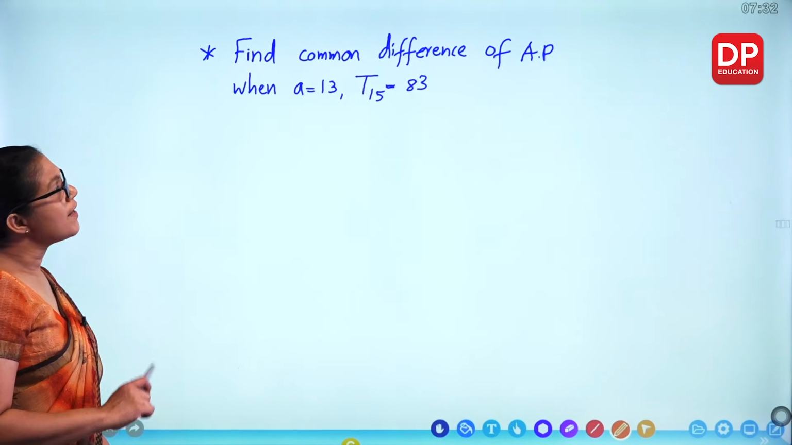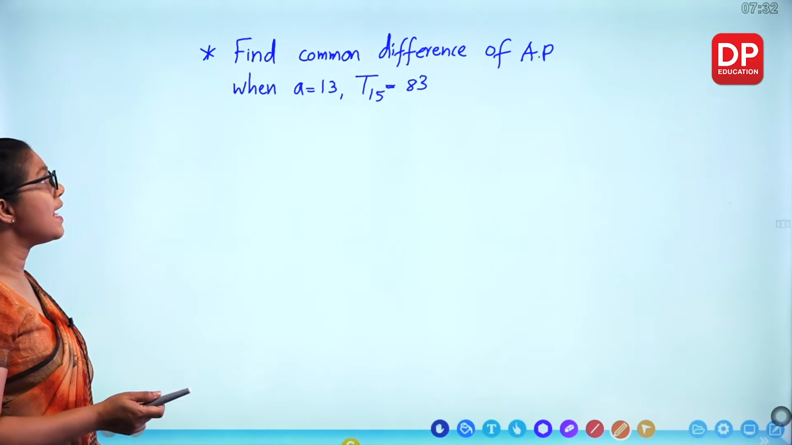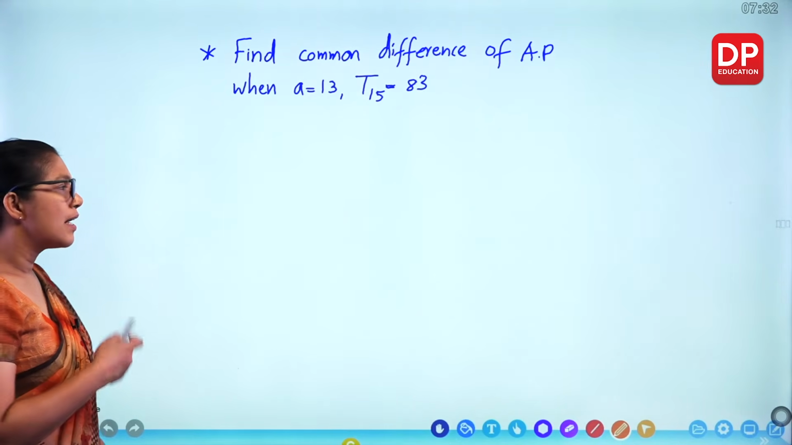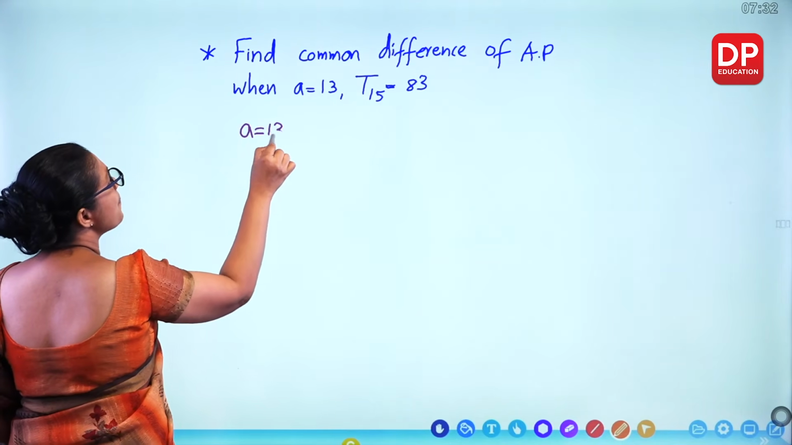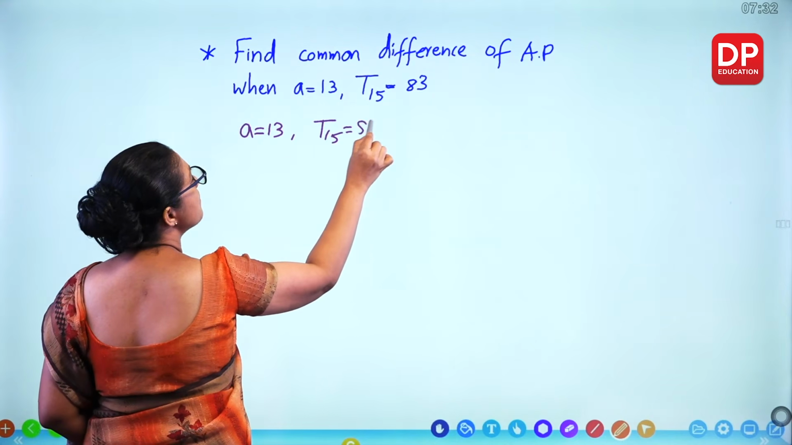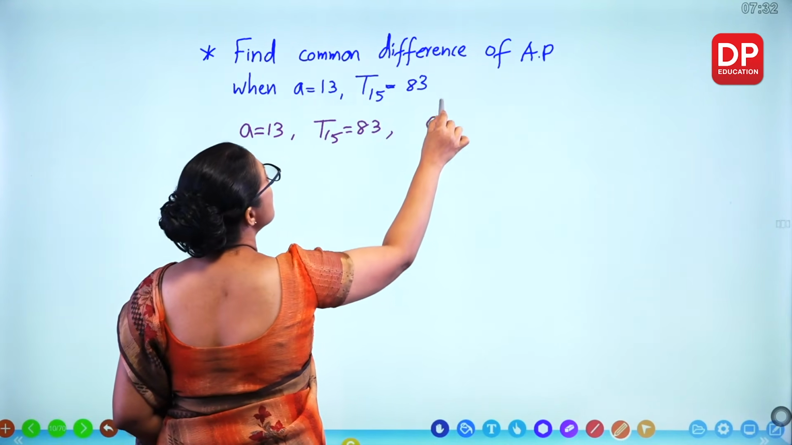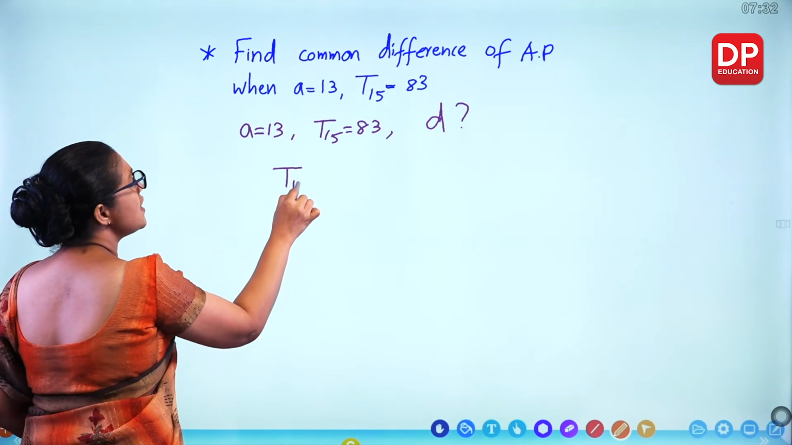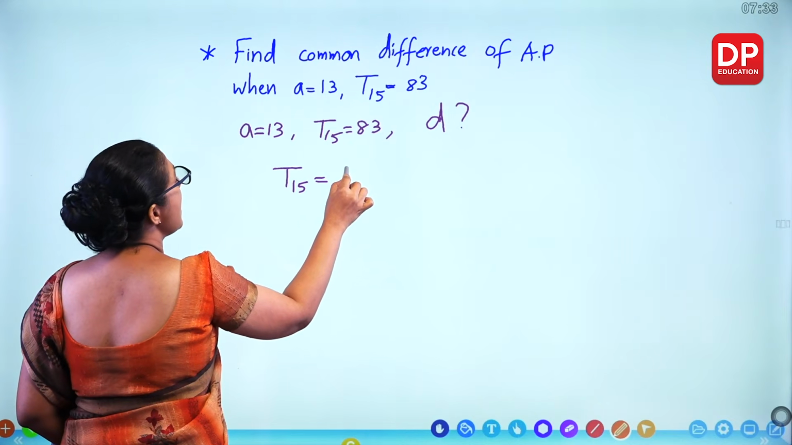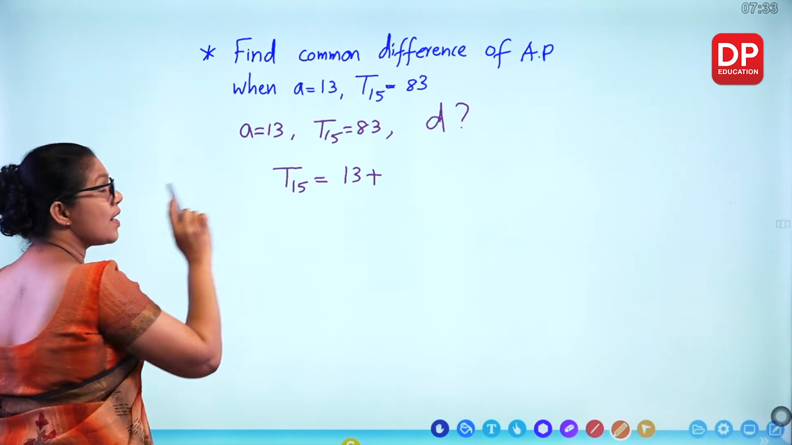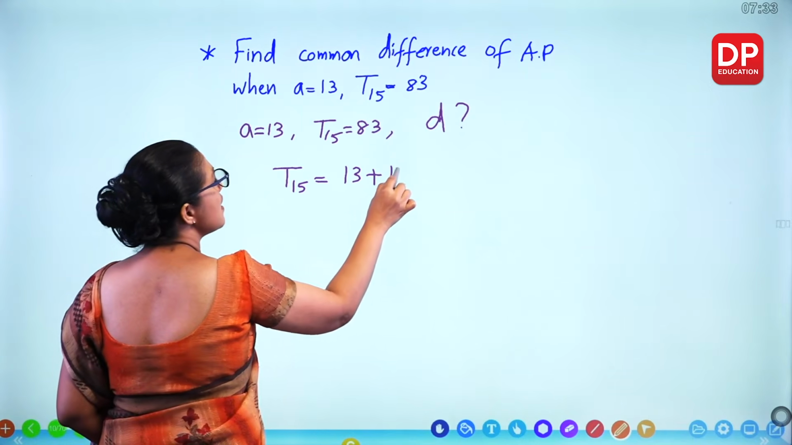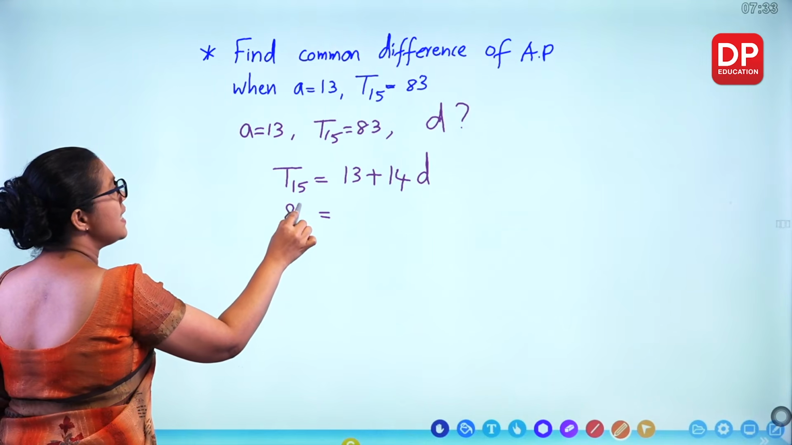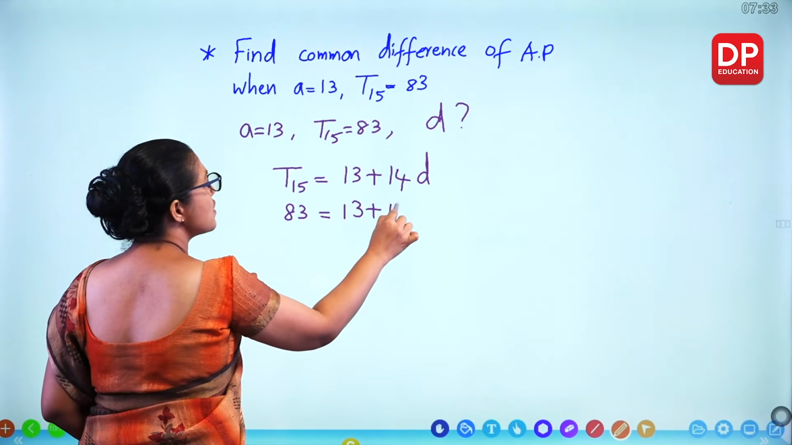This question: find the common difference of an arithmetic progression when the first term is given as 13 and the 15th term is 83. Now it's the other way around. You are given A and the 15th term. You are asked to find out the common difference. So again use the formula. T15 is equal to A plus n minus 1, 15 minus 1 is 14, 14D. Now plug in the T15 value here.